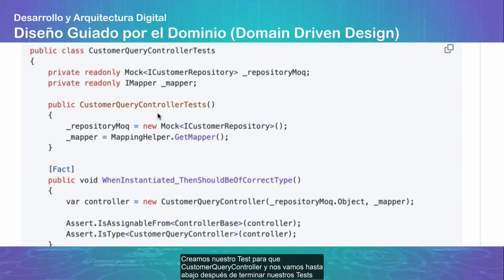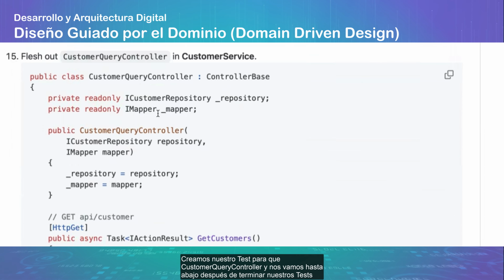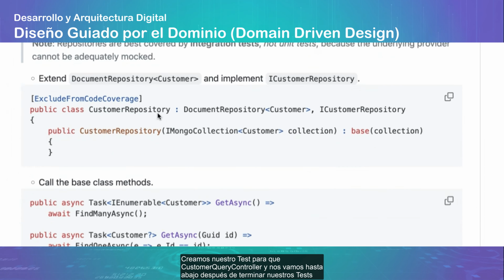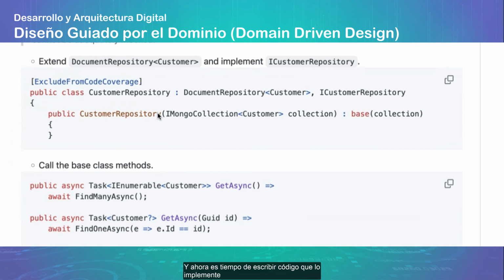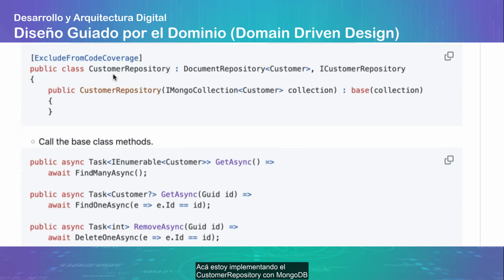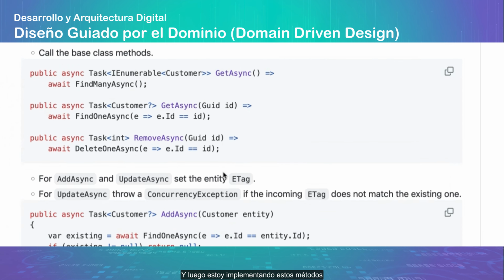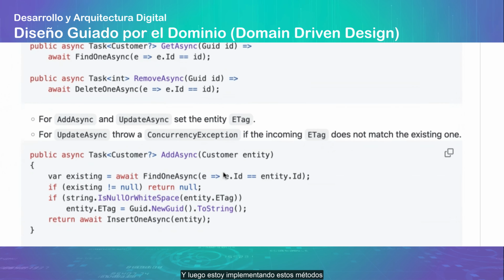We create our test for the query controller, and then we skip all the way down after we've done all of our wonderful testing. And now it's time for us to write some code that actually implements it. So here I'm implementing the customer repository through MongoDB, and then I'm fleshing out these methods here, right?